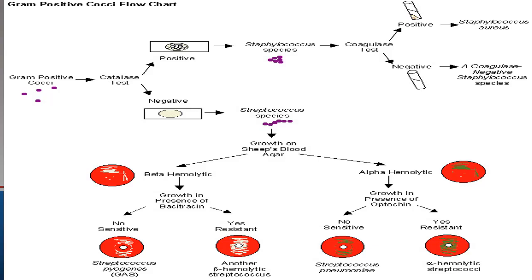If catalase is negative, it is a Streptococcus species. It grows on sheep blood agar. If it causes beta hemolysis, which is complete hemolysis, it may be Streptococcus pyogenes. We test with bacitracin. If it is sensitive, it is Streptococcus pyogenes, which is group A streptococci. If it grows in the presence of bacitracin, it is resistant, so it is another beta hemolytic streptococci.